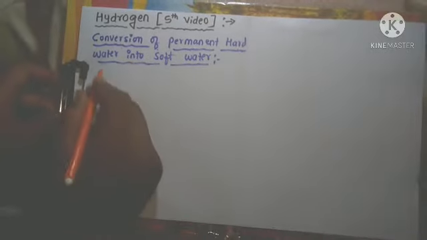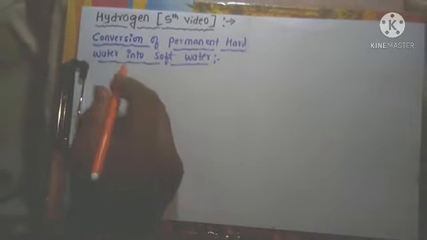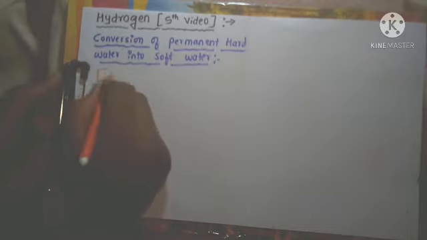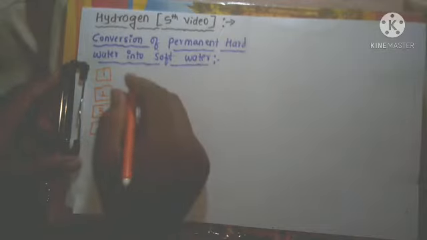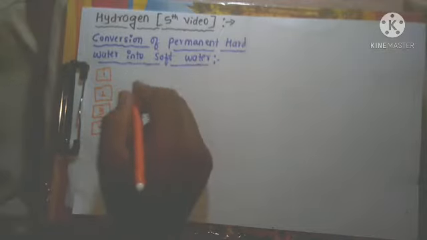Now, there are four methods for converting permanent hard water into soft water. What are those? I will write them first. Four methods are there: 1, 2, 3, 4. The first one is treatment with washing soda.